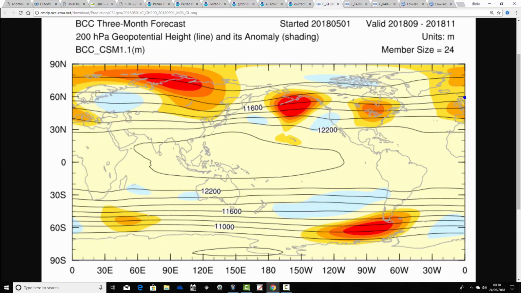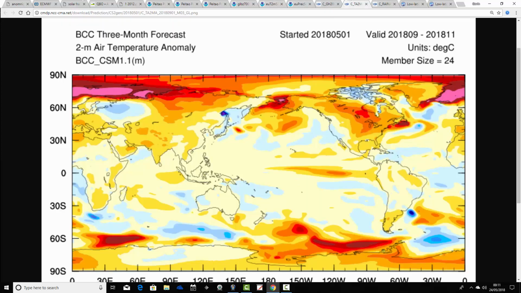So this is the 200 millibar height anomaly for the autumn of 2018 from Beijing Climate Center. Above average heights, very close to the UK, so it's going for quite a settled autumn, to say the least, with a fair amount of high pressure close to the country.